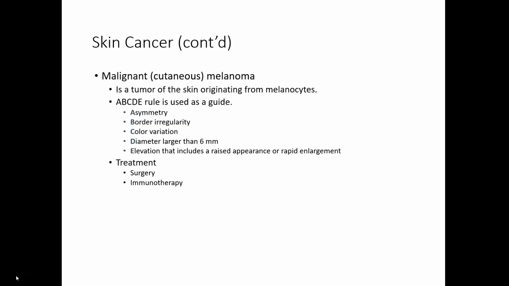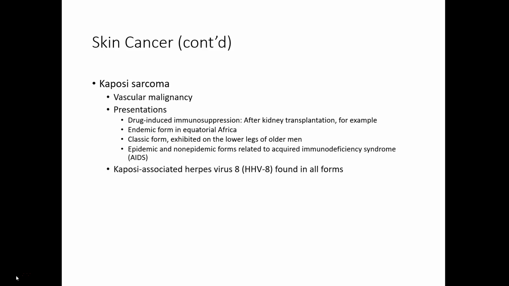Malignant cutaneous melanoma is a tumor of the skin originating from the melanocytes. Once again, we see that A, B, C, D, and they're now adding E rule is used as a guide. A is asymmetry, B is border irregularity, C is color variation, D is diameter larger than 6 millimeters, and E is elevation that includes a raised appearance or rapid enlargement. Treatment is surgery and immunotherapy.